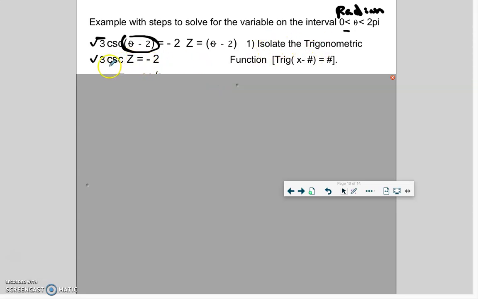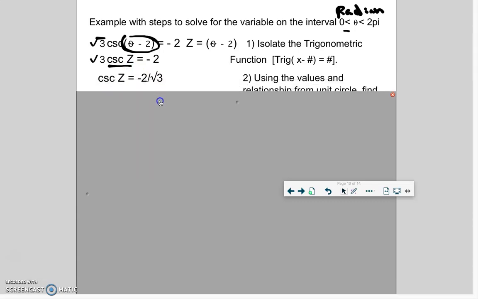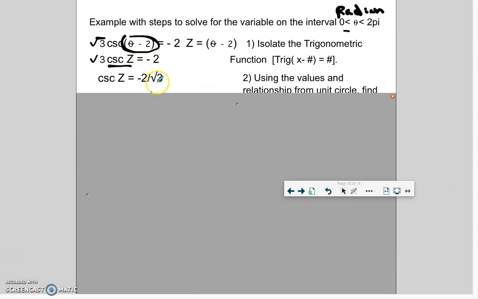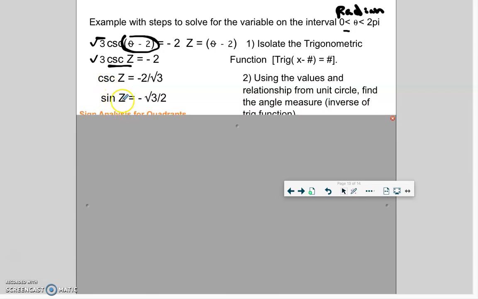Step 1 is to isolate the cosecant of z. So I divide by square root of 3. After I divide by square root of 3, I get negative 2 over square root of 3. And since this is a reciprocal function, I take the reciprocal of cosecant, which is sine. So I think sine of z is equal to negative square root of 3 over 2.